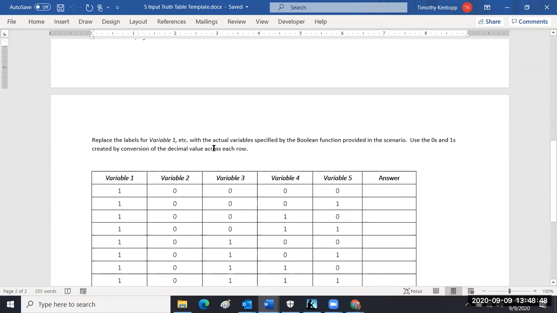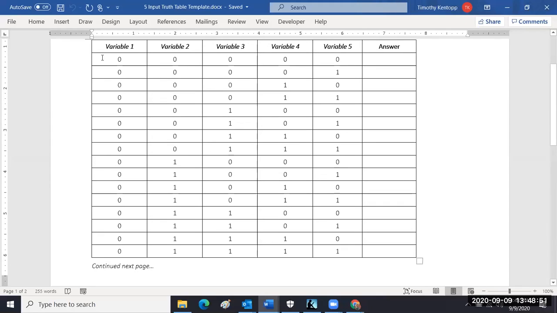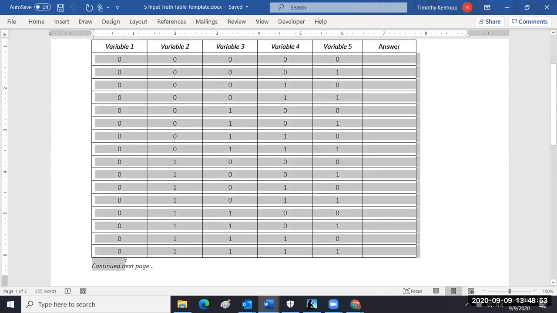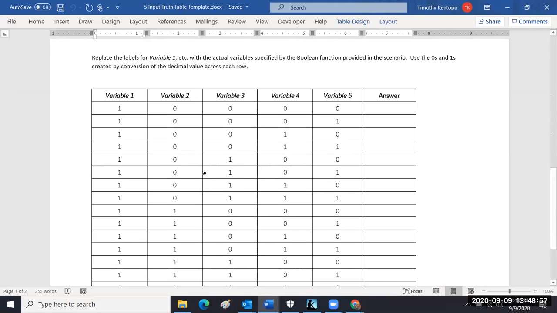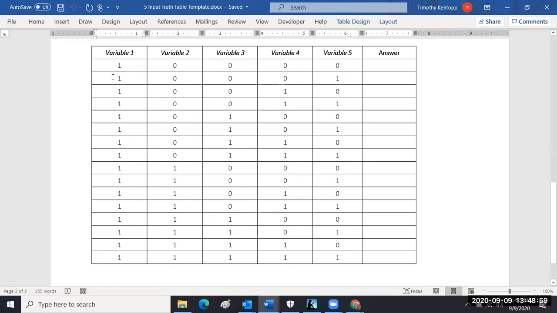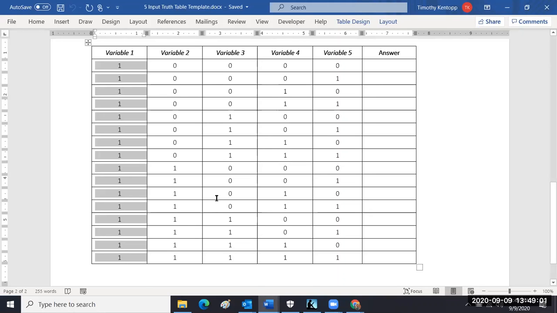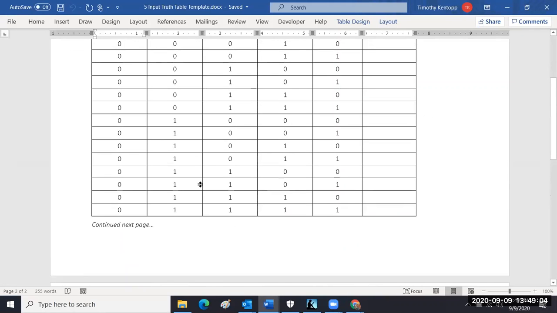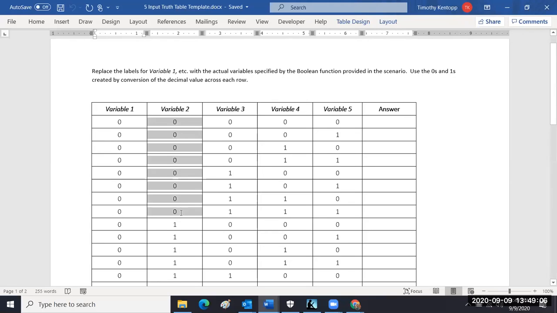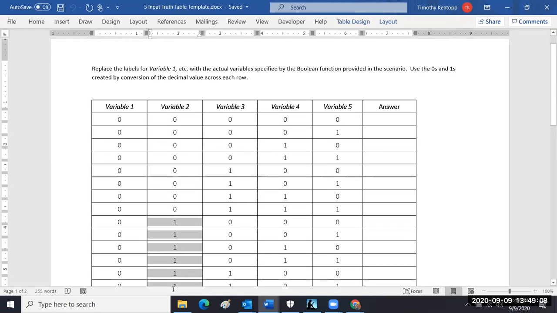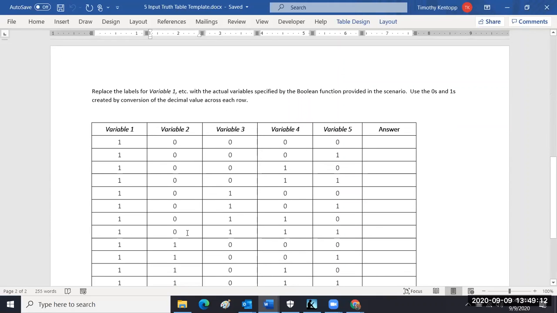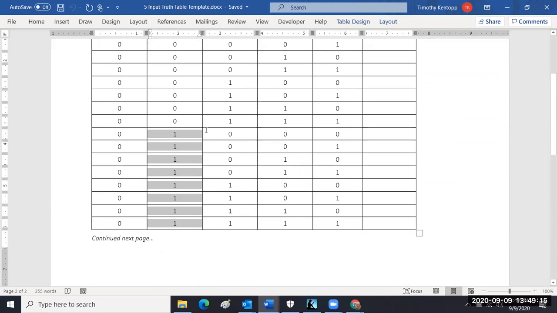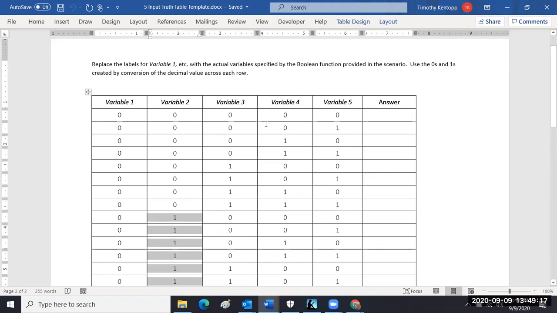I have 32. What can I tell you about the first half of variable 1? Oh, it's all zeros, 16 of them in a row. What about the second half of variable 1 or input 1? Oh, they're all ones. How about this? Oh, 8 are zeros, 8 are ones. What about the next set of options, right? The point is that you use these truth tables to break out the possible options.